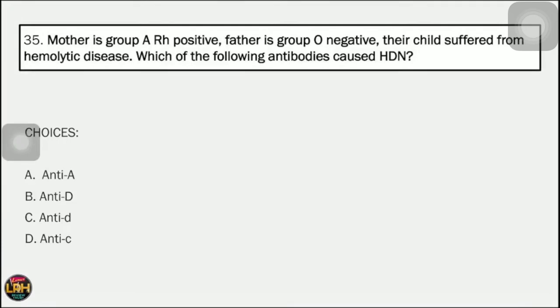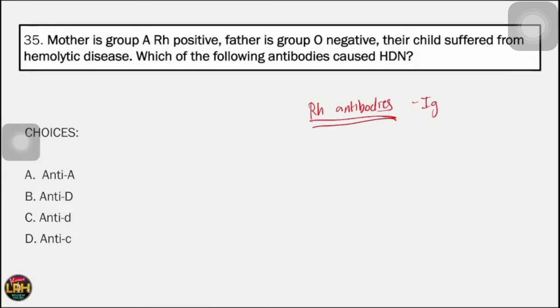Number 35. A mother is group A Rh positive, father is group O negative. Their child suffered from hemolytic disease. Which of the following antibodies caused this HDN? Hemolytic disease of the newborn is commonly attributed to antibodies classified as IgGs, since these immunoglobulins are known to cross the placenta, among which the commonly encountered IgGs causing HDN are the Rh antibodies.